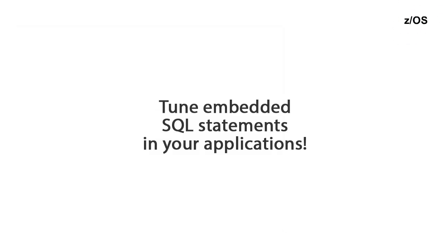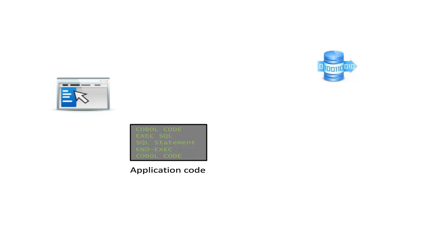Let's see how you can improve the performance of your applications by tuning the embedded SQL statements. Generally, a mainframe application will have a UI. Data are stored in a DB2 database. Behind the UI there is the application code, let's say a COBOL program for example, with embedded SQL statements, and all that runs on a mainframe. And all that works perfectly from A to Z. Well, perfectly. In theory, yeah.